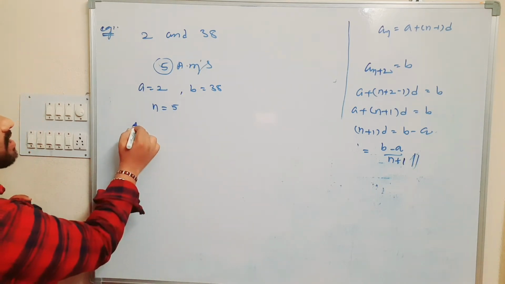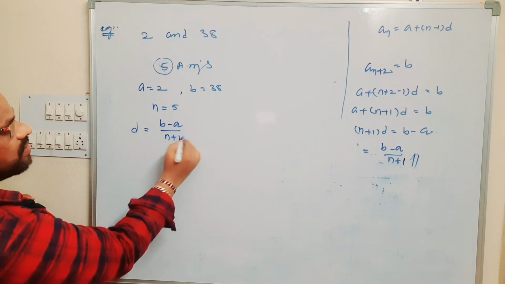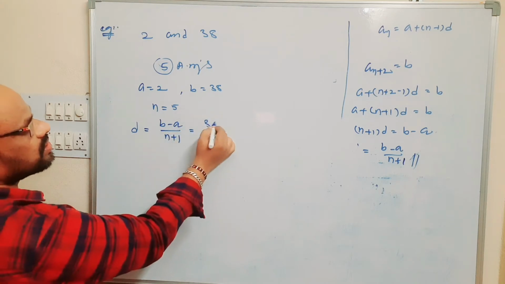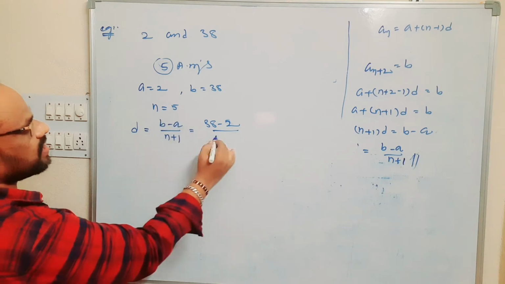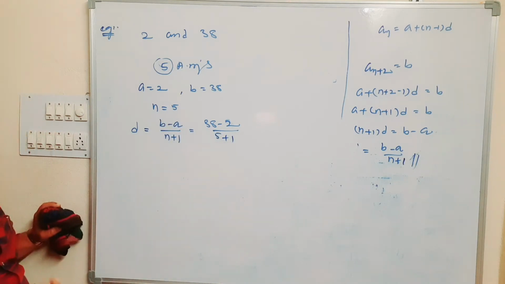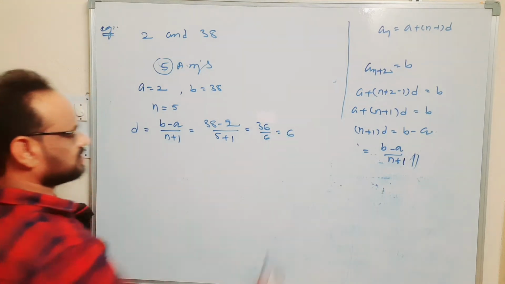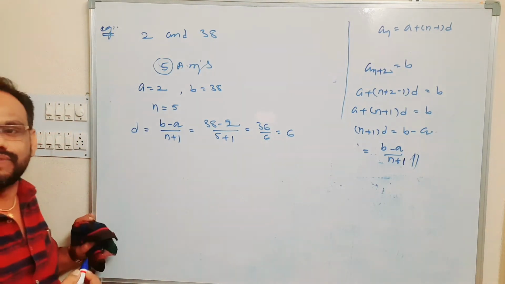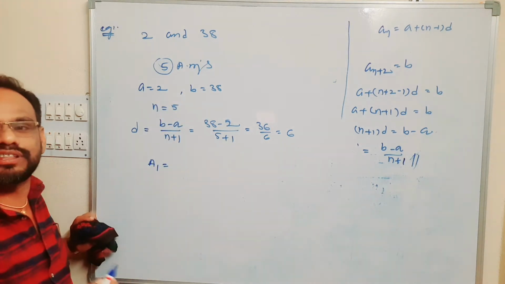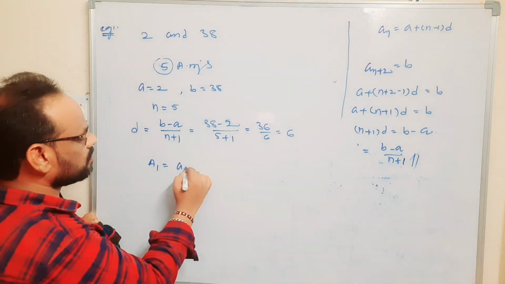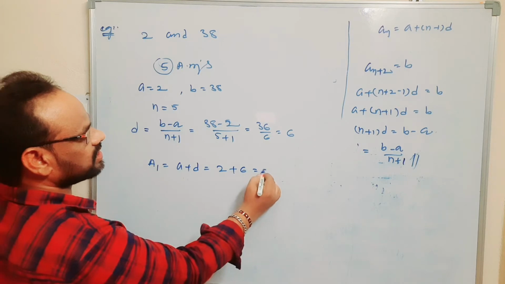We know that common difference d is equal to (b minus a) by (n plus 1). Here b value 38 minus 2 by, here n value 5 plus 1. 38 minus 2 is nothing but 36 by 6, that is equal to 6. So common difference d is equal to 6. So first arithmetic mean a1 is equal to a plus d. That means here a value 2 plus 6 is nothing but 8.